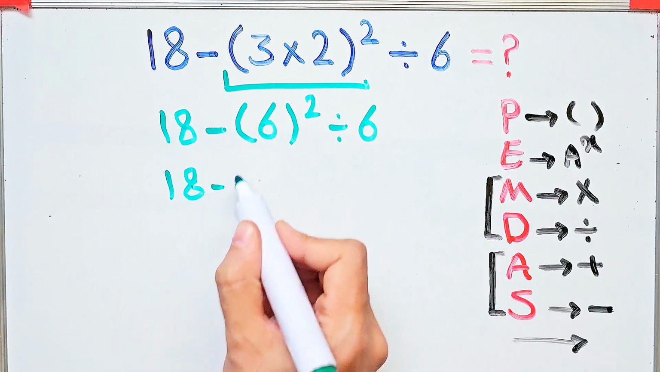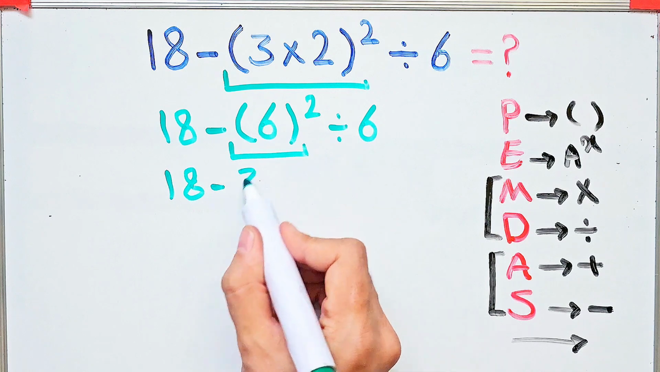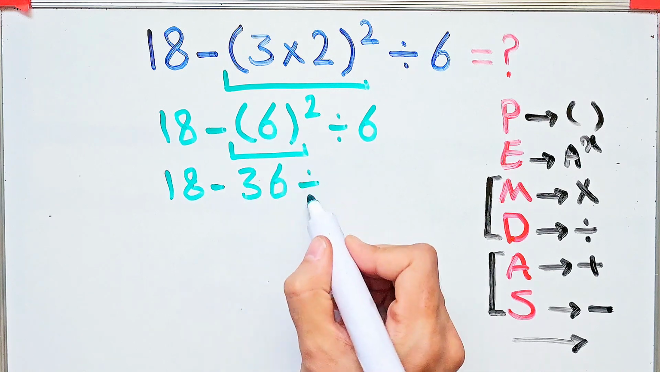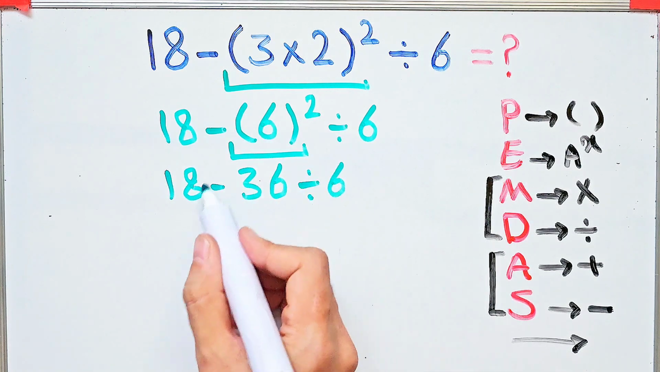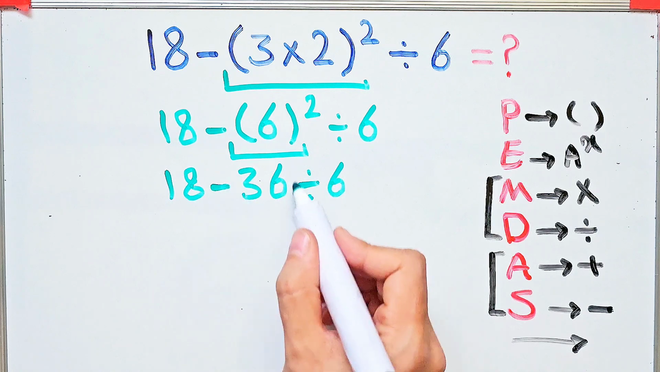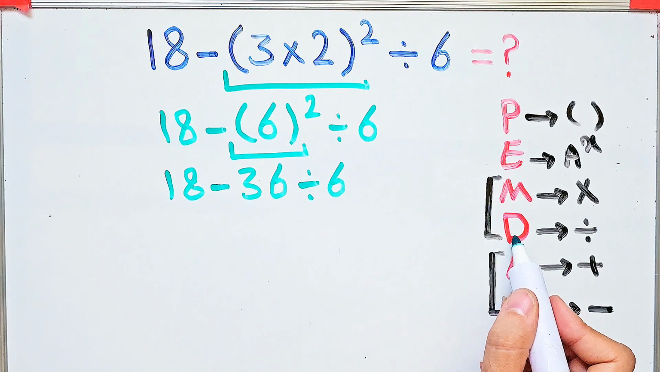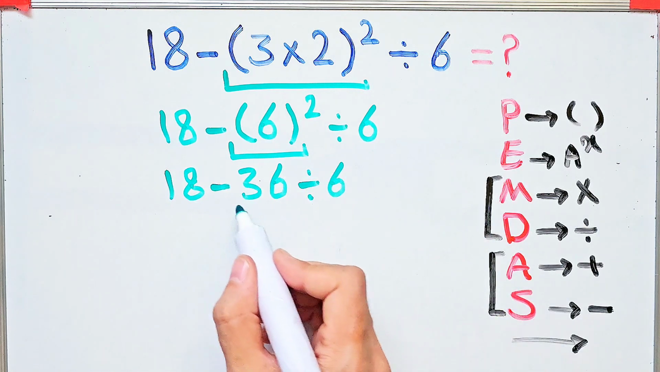First, we simplify the exponent. 6 to the power of 2 equals 36. 18 minus 36, then divided by 6. We have subtraction and division, and according to the PEMDAS rule, first we simplify the division.